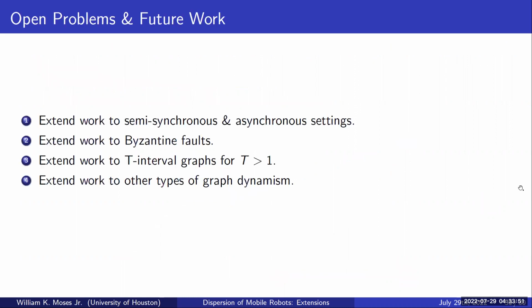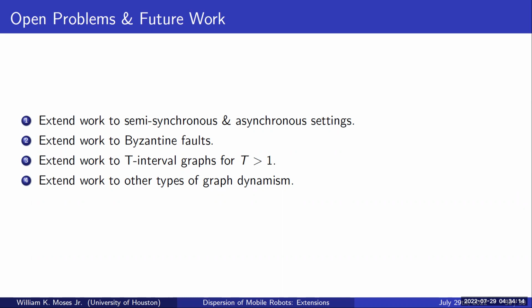Now, what are some open problems and some future work that we could consider? Well, this was done in the synchronous setting. So can you extend it to maybe the semi-synchronous setting or the asynchronous setting? Although even defining dynamism in the asynchronous setting would be non-trivial. So it's actually quite interesting.